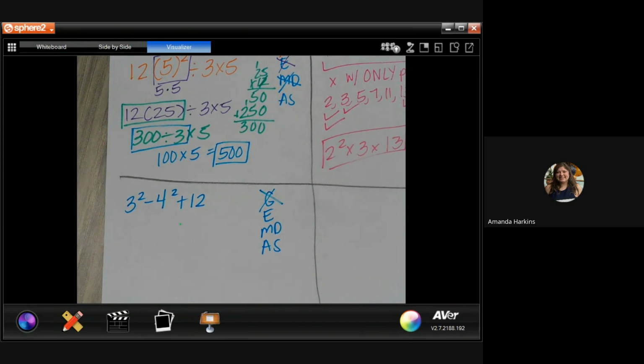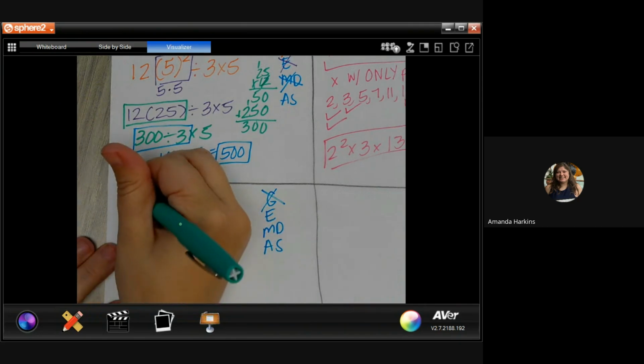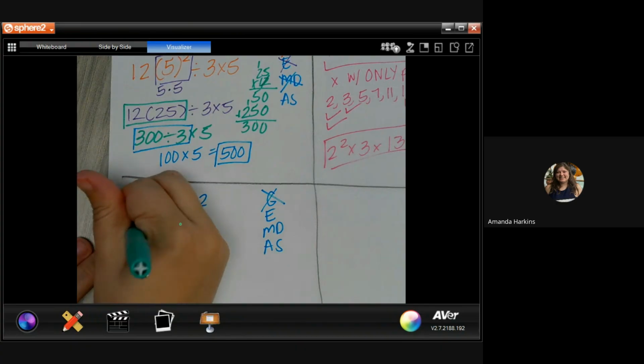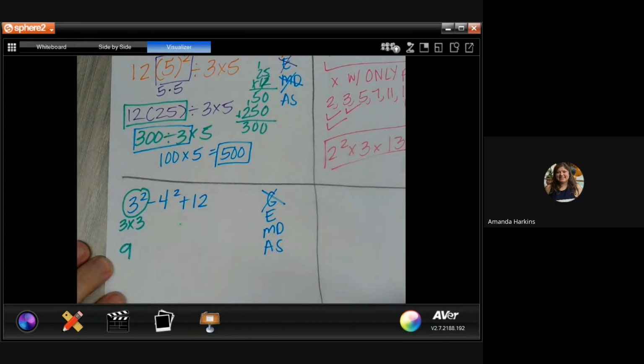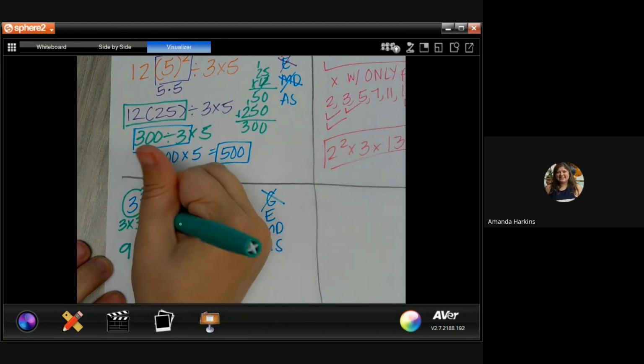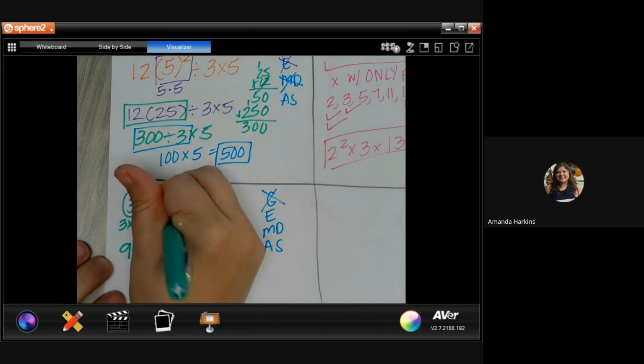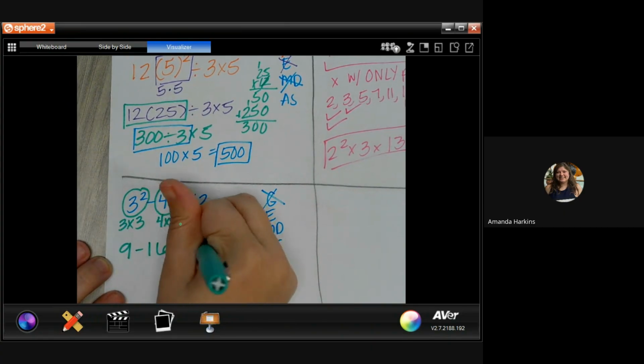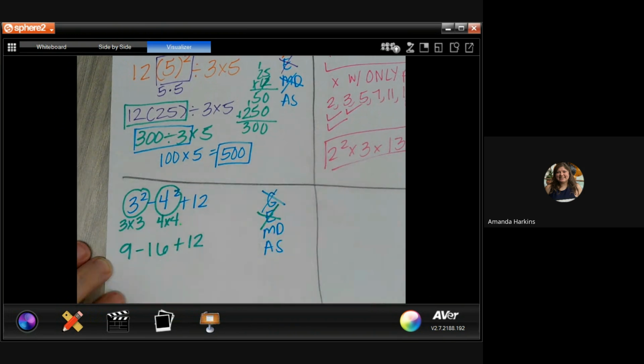Okay, let's go ahead and check our answer. So this is my first exponent. That's 3 times 3, which will get me 9. Okay, this is my next one. So that's 4 times 4, and that's 16. So 9 minus 16 plus 12. All my exponents are done.